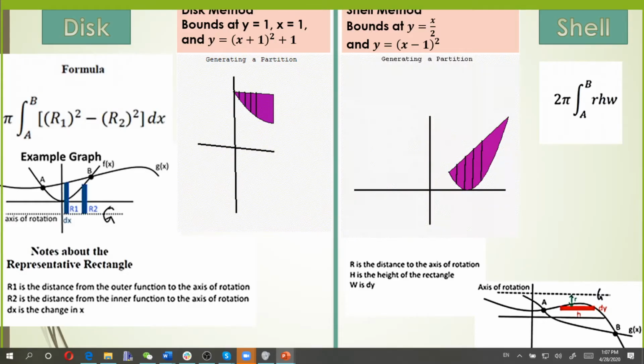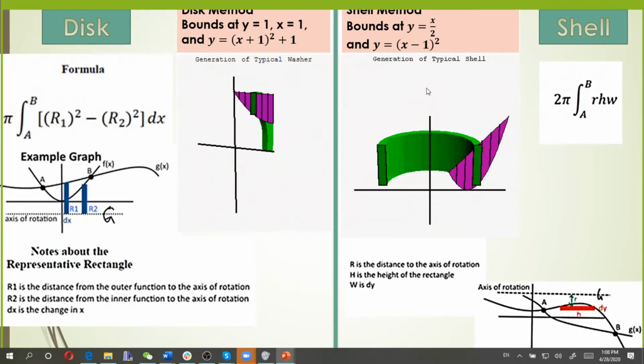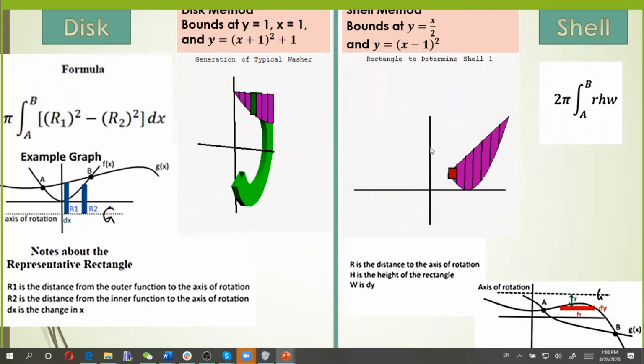So the last couple classes, we've been talking about disk method here on the left, where we're revolving around a horizontal axis by creating a bunch of two-dimensional outer disks and inner disks that we can cut from each other. Today we're going to be doing the same thing here on the right side with a vertical line. The setup's going to be slightly different. You can see what we're really doing here is we're building a bunch of cylindrical shells, sort of like toilet paper rolls almost, where we're spinning a cylinder around the axis of rotation.